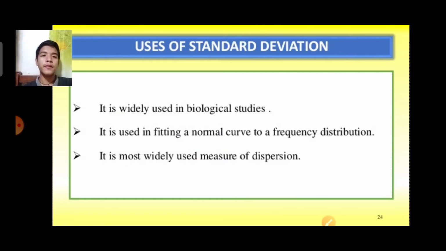Uses of standard deviation. It is widely used in biological studies. It is used in fitting a normal curve to a frequency distribution. It is the most widely used measure of dispersion.